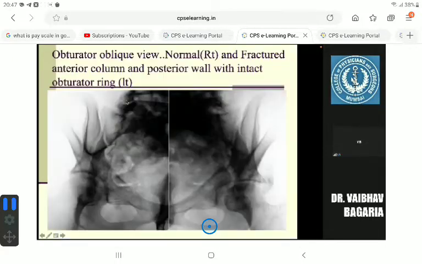Okay, similarly, this is an obturator oblique view, and you can see that the normal is that side, and a fractured anterior column and posterior wall can be seen with an intact obturator ring.